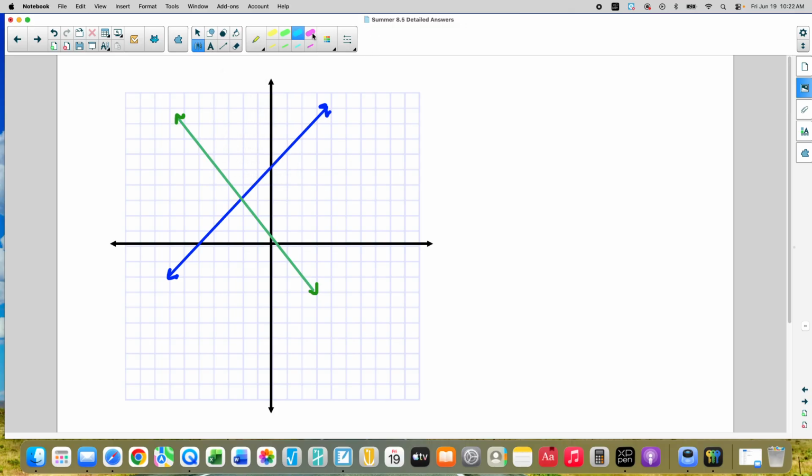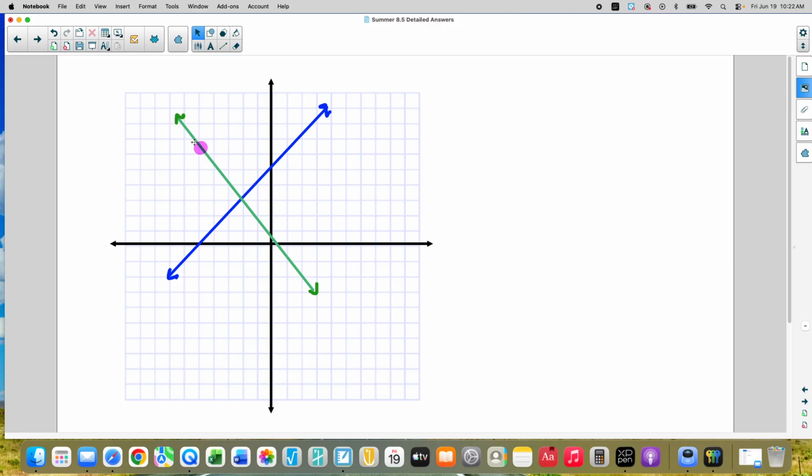So you can get, let's make this point a little bit smaller. So you get a point that is on both lines. That means this point right here, this purple point, is a solution to blue, and it's also a solution to green. So that would be the solution to the system.